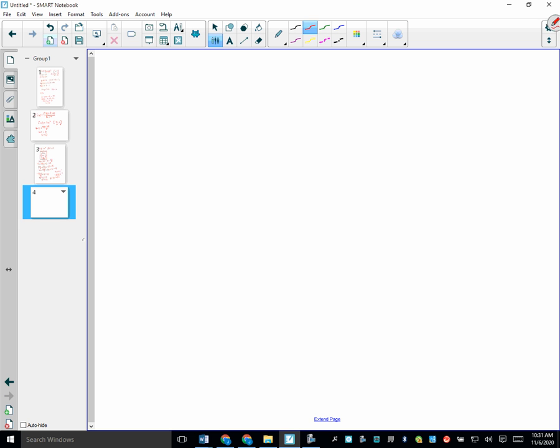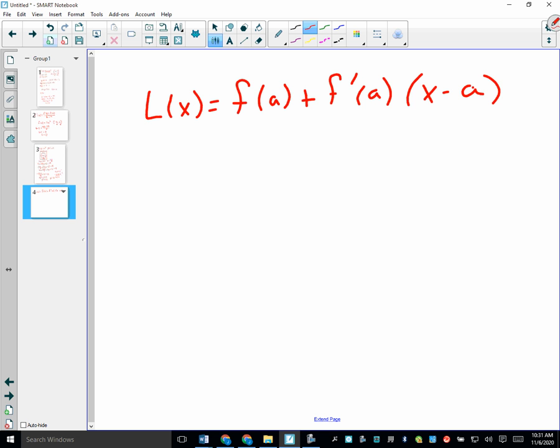Linearization. Now, for linearization, I expect you to know this formula. Do you? Nope. L of x, linearization, equals f of a plus f prime of a, x minus a. Right? Oh yes, I remember this.